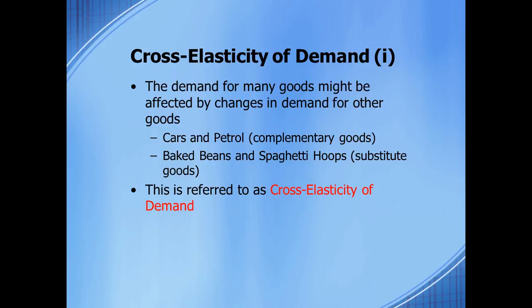So the demand for many goods may be affected by changes in demand for other goods. So for example, with cars and petrol, they're complementary to each other. I think it's reasonable to expect that if more cars are sold, it results in more petrol and more tyres, etc. Baked beans and spaghetti hoops are substitute goods, and the tendency is you buy one or the other, and perhaps we pick whatever's cheapest, whatever we prefer, or perhaps it has celebrity endorsements. And this is referred to as the cross-elasticity of demand.